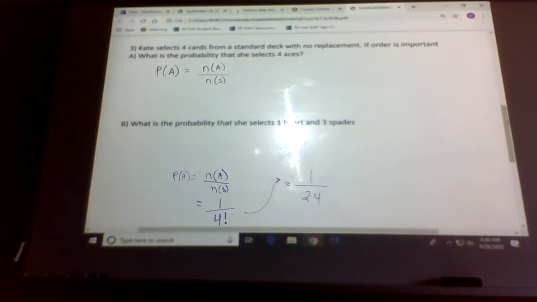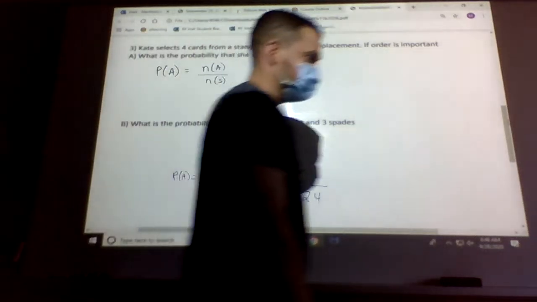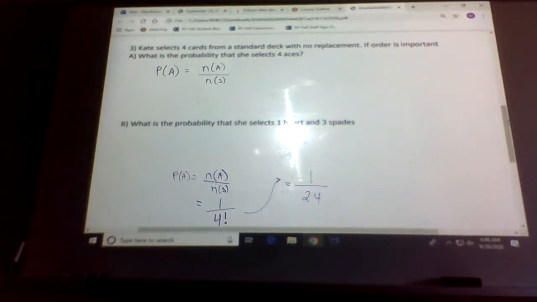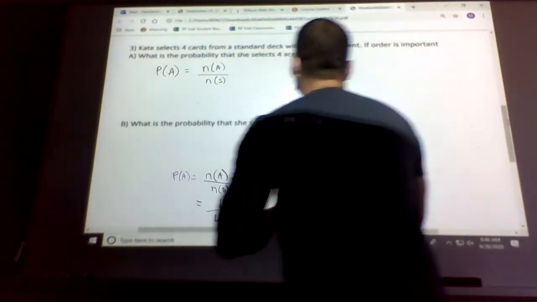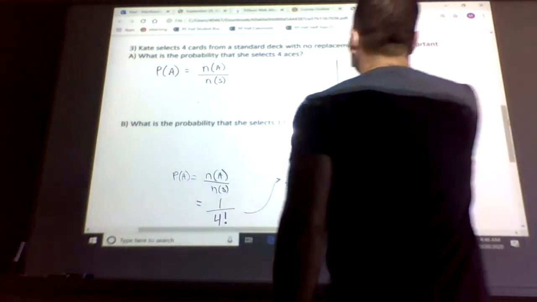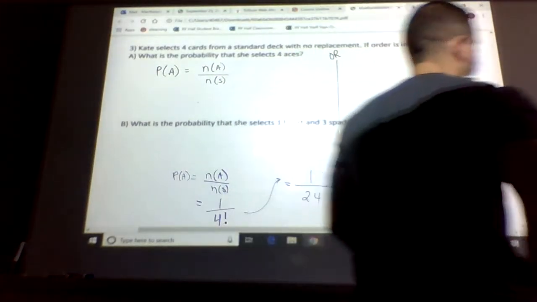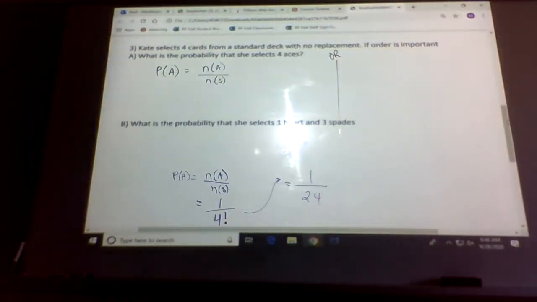Okay, Kate selects 4 cards from a standard deck with no replacement. That means she doesn't put them back. I'm going to show you one way first. Let's do this one. So we want to know what's the probability that she selects 4 aces in a row.